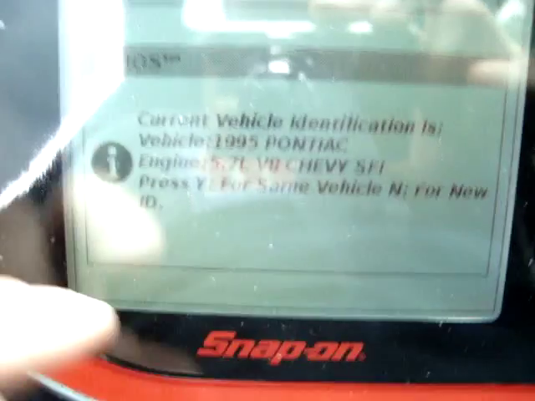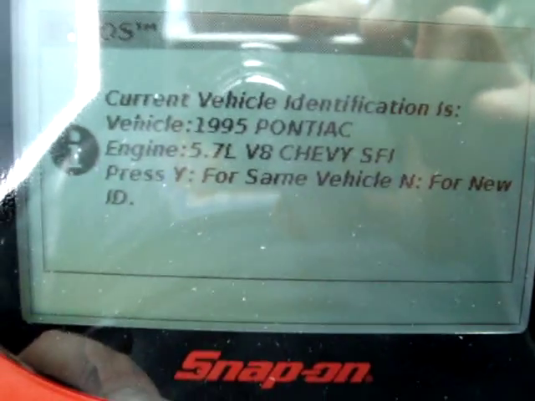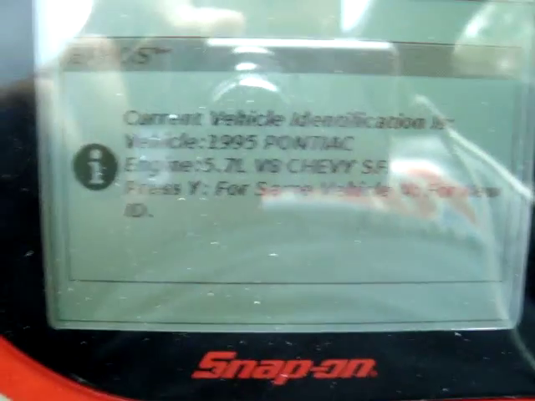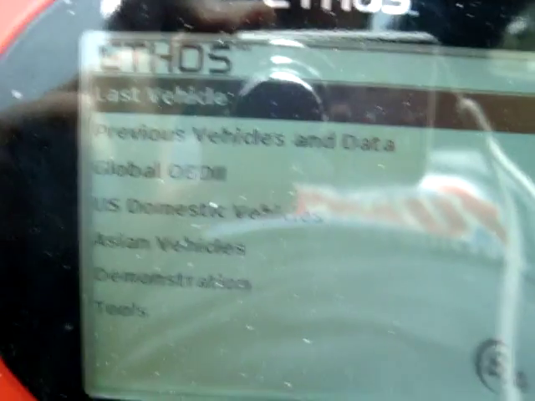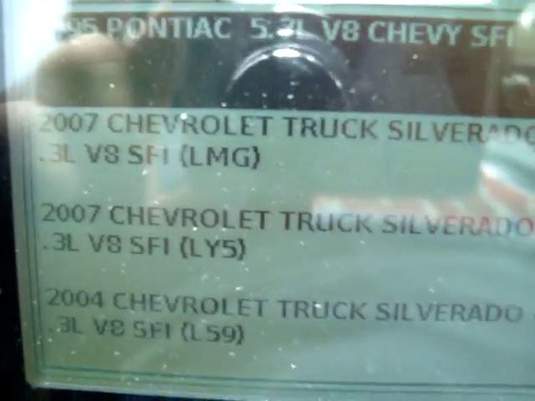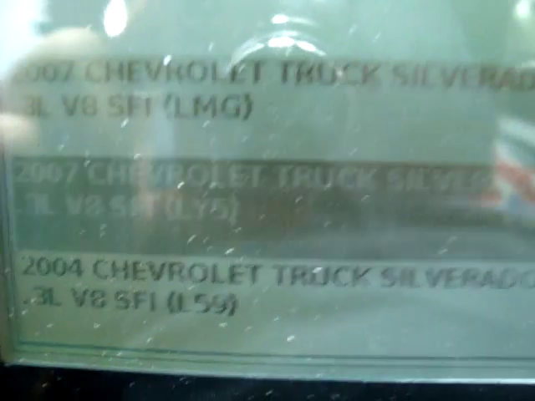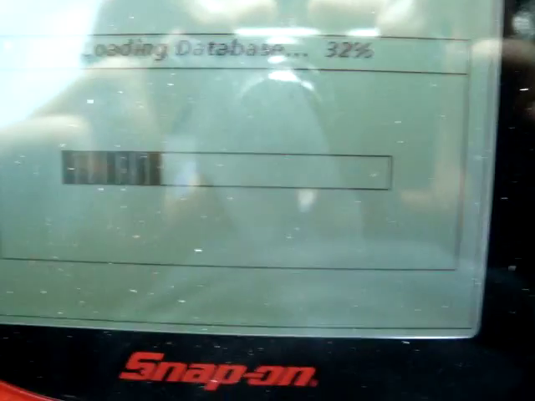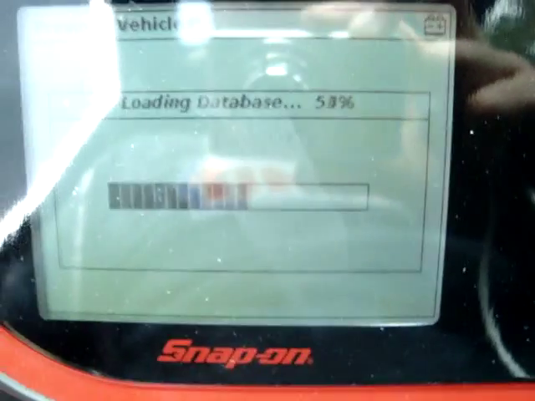I mean, check this. This is pretty tricky. The Ethos will actually tell you right here. You know, the last vehicle, I say no, go back, say no. Previous vehicle database. It remembers a lot of other vehicles. Here we go, 95. I had my Silverado on here. Let's see, 98 Pontiac Firebird. And it remembers all this. It remembers up to 25 previous vehicles.